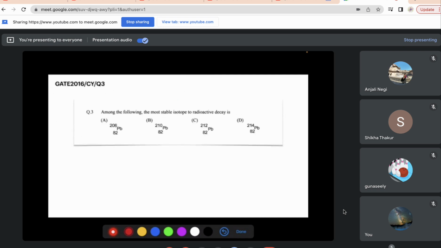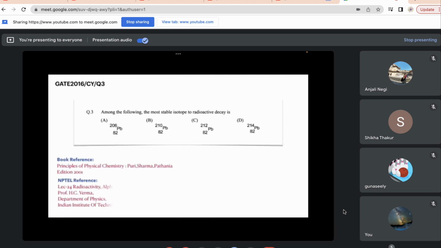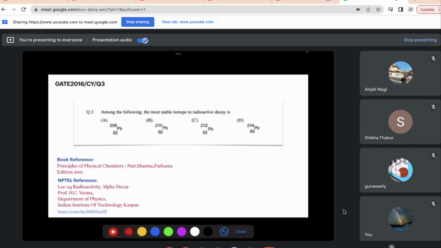So among the following, the most stable isotope to radioactive decay will be option A. And I will refer you to the book Principles of Physical Chemistry by Puri, Sharma and Pathania, edition 2001. And the NPTEL reference is lecture number 24, Radioactivity, Alpha Decay, by Professor H.C. Verma, Department of Physics, IIT Kanpur. I have attached the link. Thank you.